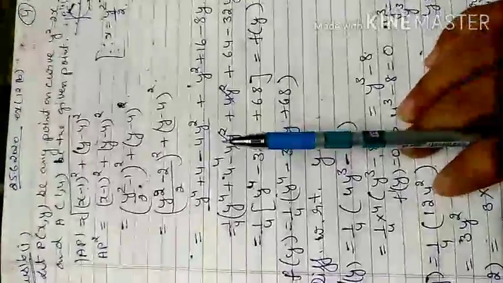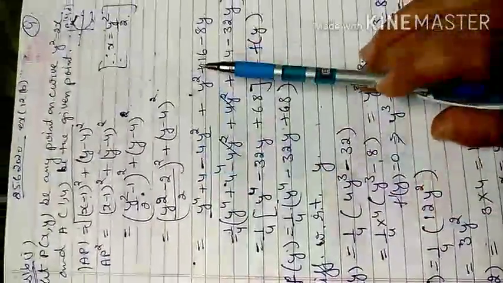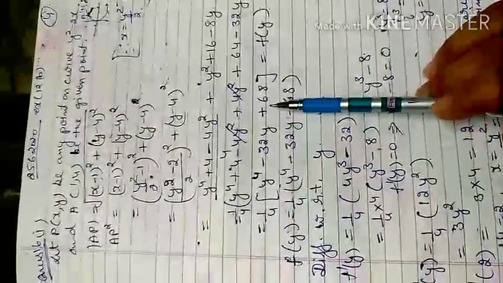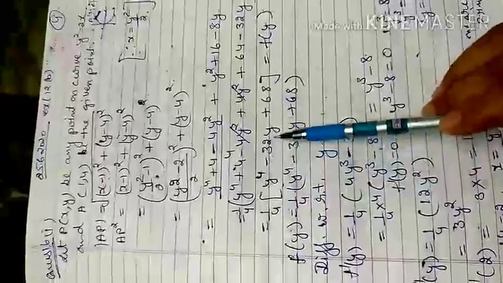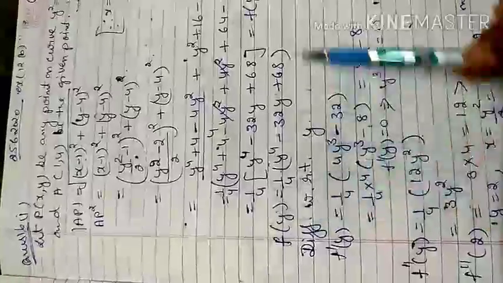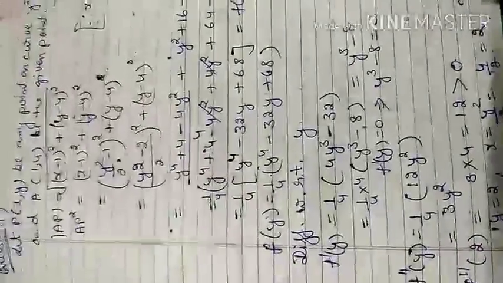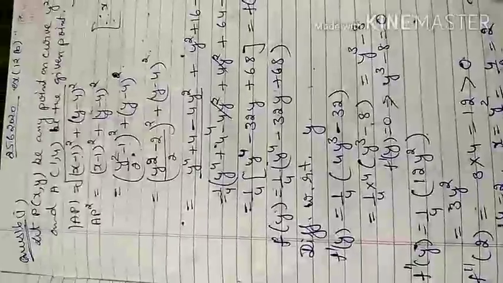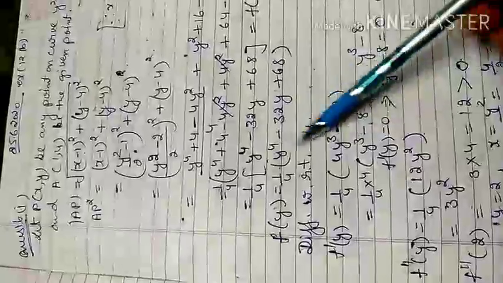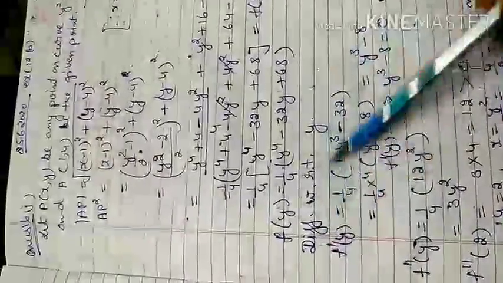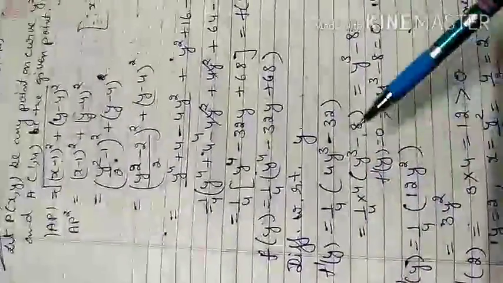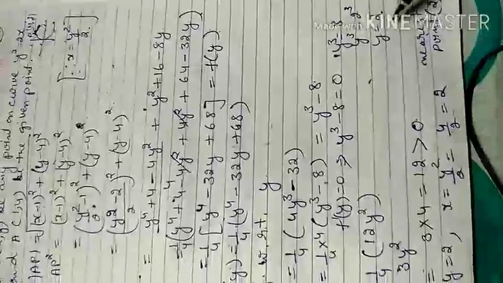We apply it here. After solving, using the (a minus b) whole square formula, we get the equation in the form of f(y) is 1 by 4 y to the power 4 minus 32y plus 68. So this we consider as our f(y). This is the exact equation for which we have to find the maximum or minimum point. Now you differentiate this equation, which gives 4y cube minus 32, because you have to differentiate with respect to y, since the variable is y. When you apply f dash y is equal to 0, you get y is 2.